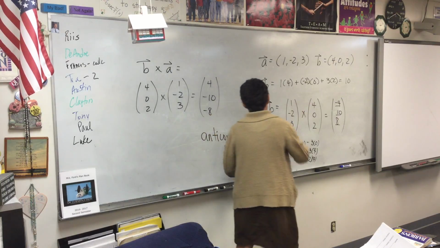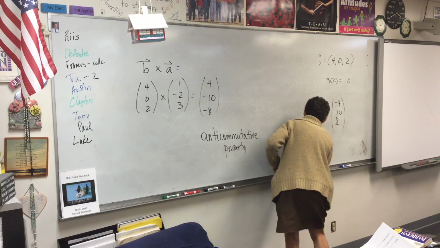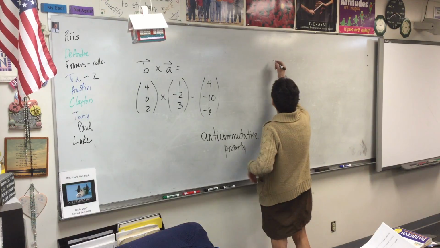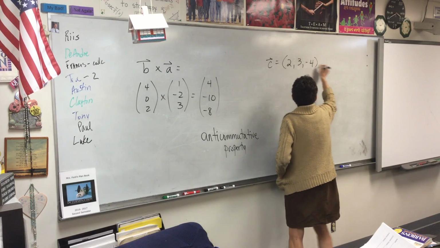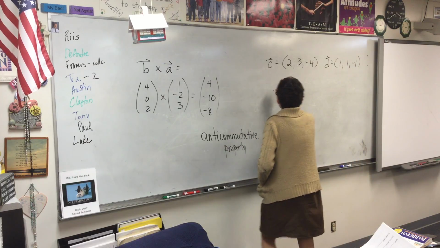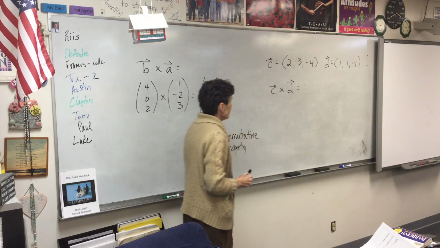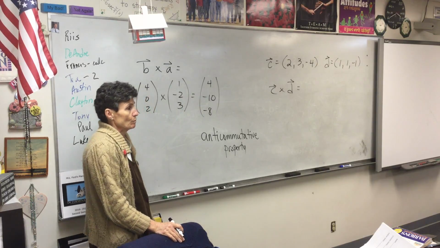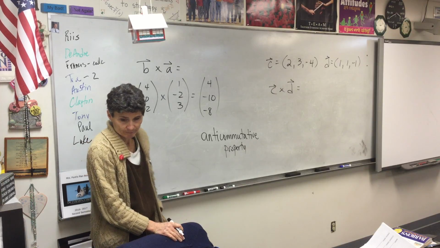Okay, one more. Let me make up a couple new vectors here. Let's say vector C has coordinates 2, 3, negative 4, and D has coordinates 1, 1, negative 1. Alright, here we go. I want everybody in the room to find C cross D. Tell me what my cross product is for C cross D. Everybody's figuring it out. Compare your answer with your neighbor.